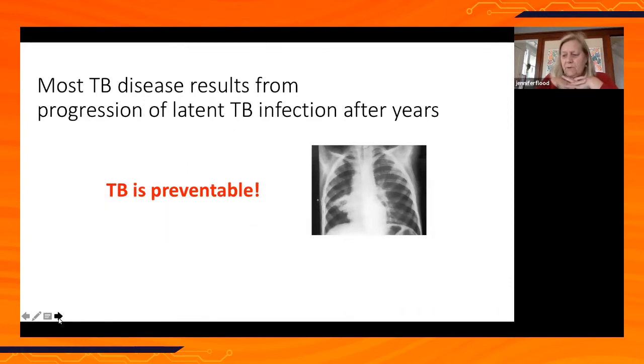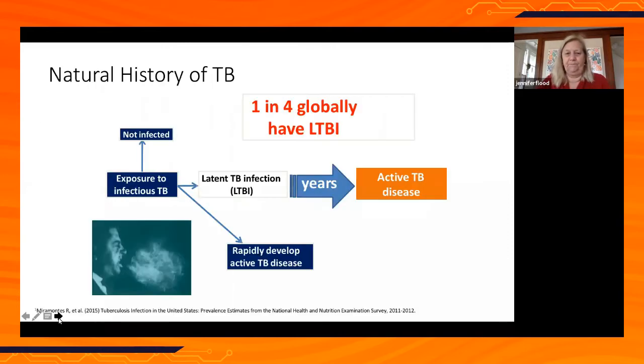Because most TB disease results from progression from latent infection, often after a number of years, these consequences and costs that I just mentioned can be averted by identifying and treating infection at its earliest stage. So let's look at the natural history of TB illustrated here for a moment. Upon exposure to TB bacteria, some are able to avoid infection altogether, so they are in the non-affected group. Among those who do become infected, a small number go on to rapidly, in a matter of weeks to months, develop active disease. You see in the lower part of the slide.